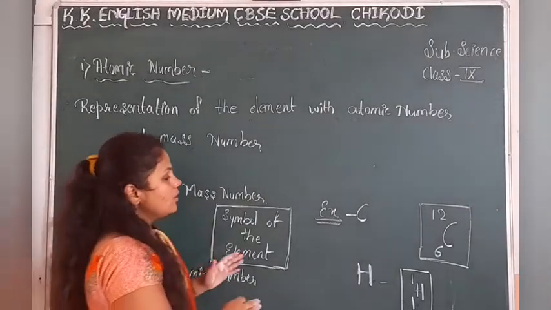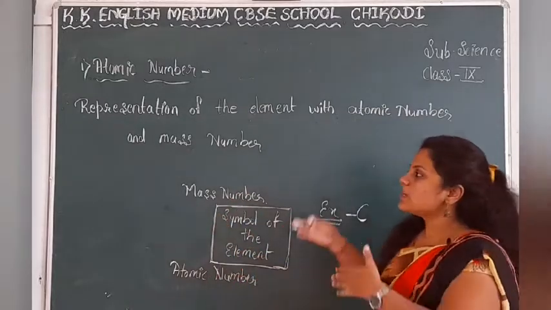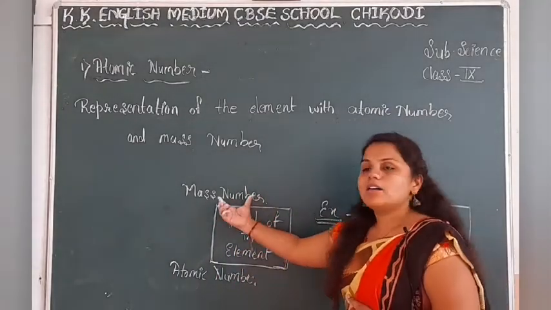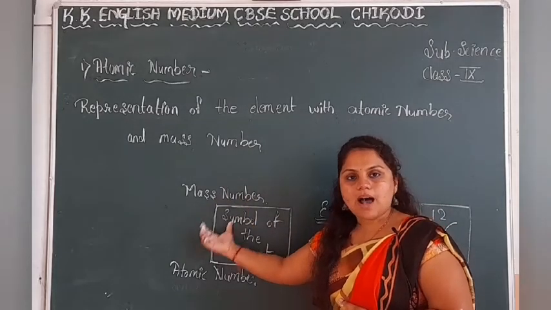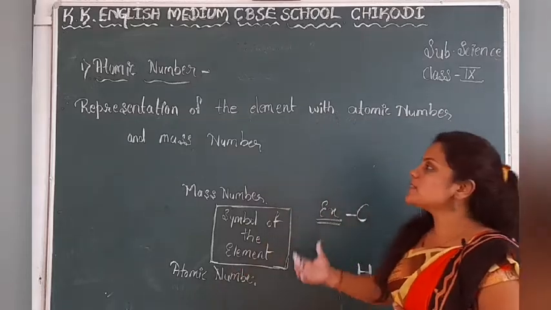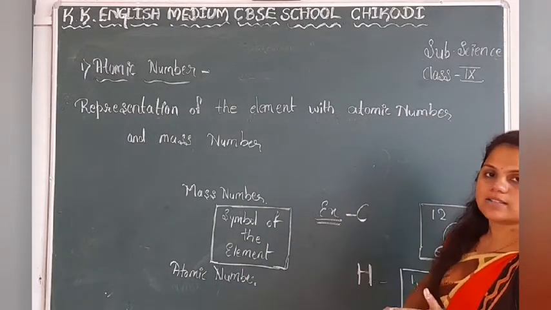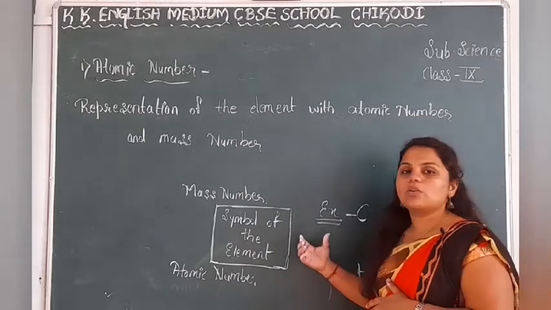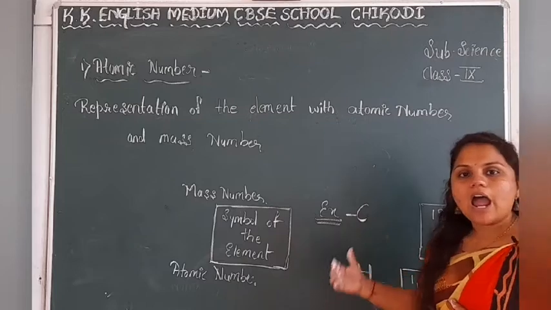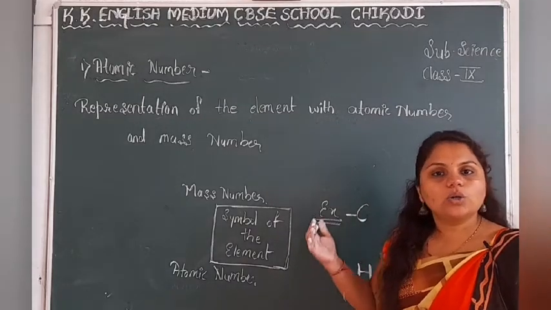If we go through the periodic table, then all the elements are present in this manner itself. It is the symbol of element, and the above part is the mass number, and the below part is the atomic number. So it is the representation of the element with atomic number and mass number. So easily if you go through this, you can get the mass number as well as atomic number. Next concept is the isotopes.